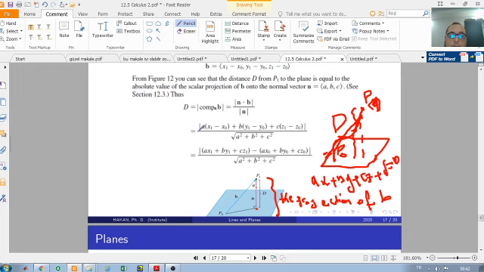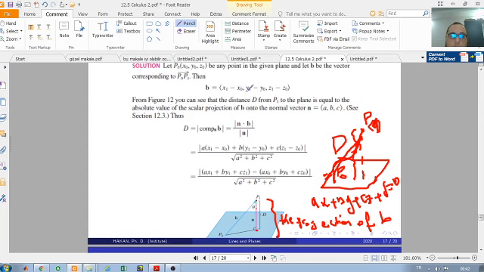Therefore, we use the formula for the scalar projection of b, which is written as n inner product b over the length of the vector n, and we know the components of the vector b, and we know the components of the vector n.